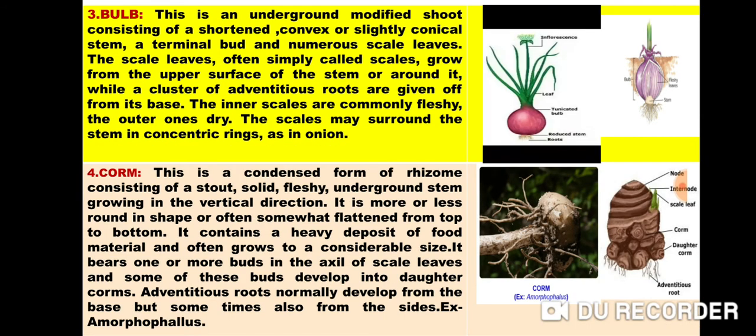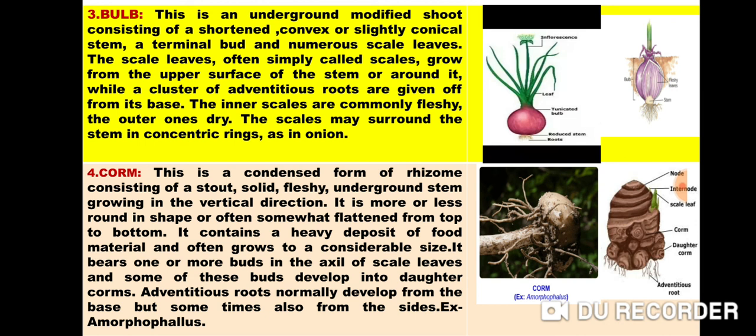Third one is bulb. This is an underground modified shoot consisting of a short-ended, convex or slightly conical stem, a terminal bud, and numerous scale leaves. The scale leaves, often simply called scales, grow from the upper surface of the stem or around it, while a cluster of adventitious roots are given off from its base.